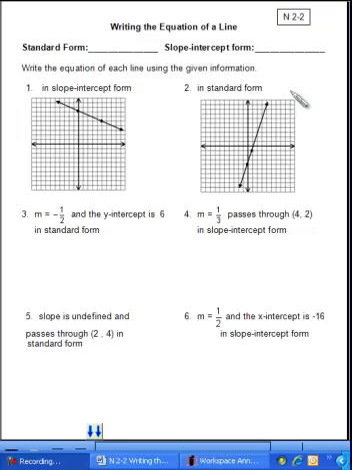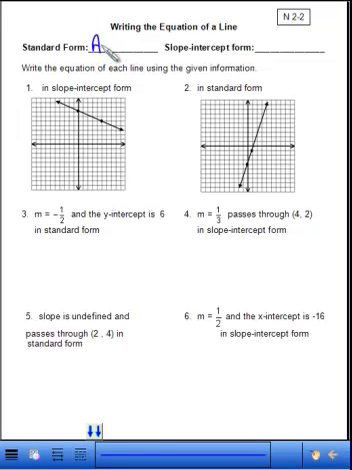Alright, this is section 2.2, writing the equation of a line. We are dealing with two sets of equations. Standard form is ax plus by equals c. And the slope-intercept form, if you remember, is y equals mx plus b.